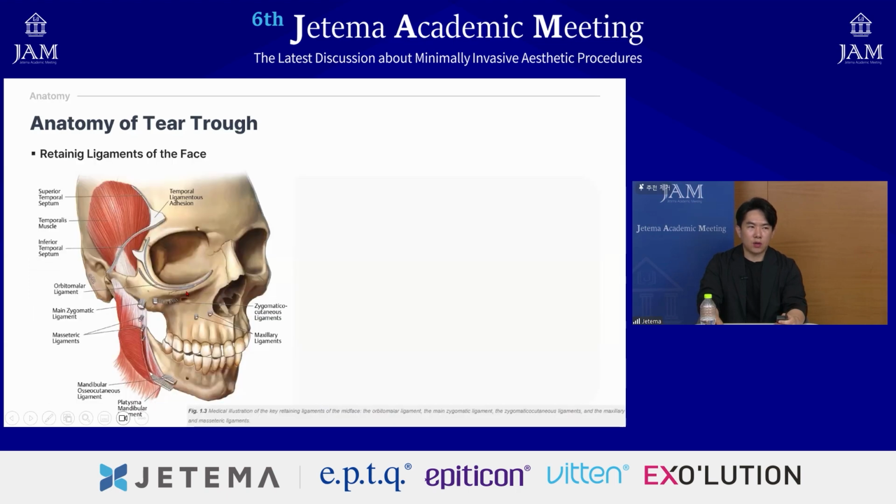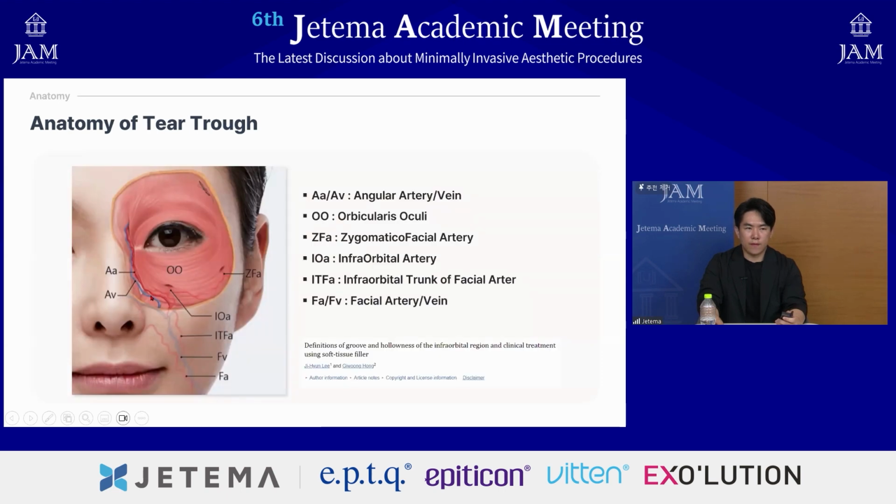And these are all the retaining ligaments in the facial area. These are helpful not only to treat the tear-tooth hollowness, but also when you're using filler for volume restoration and also the thread lift. You have to know these strong ligaments, where to put it and where to help. And these are the main vessels that are placed near the tear-tooth area.